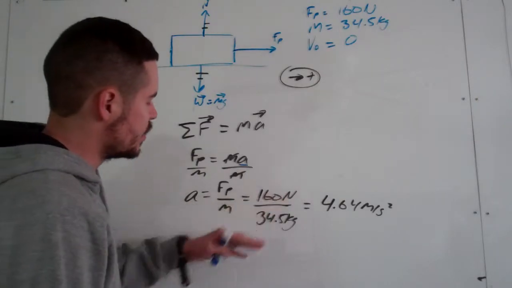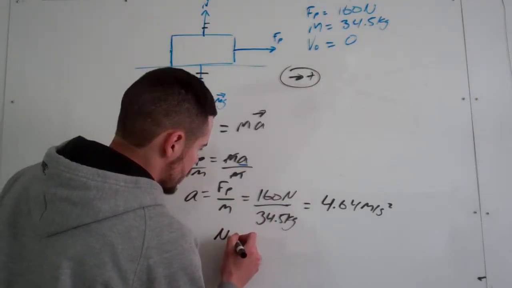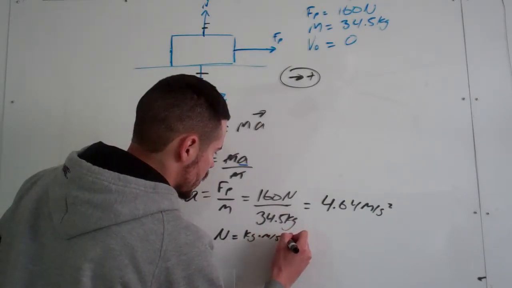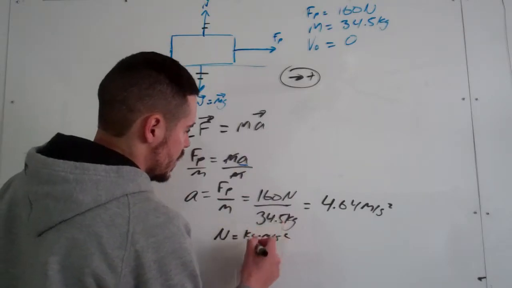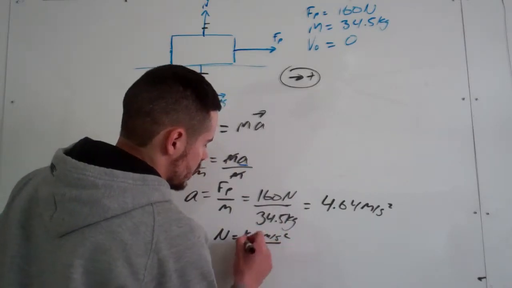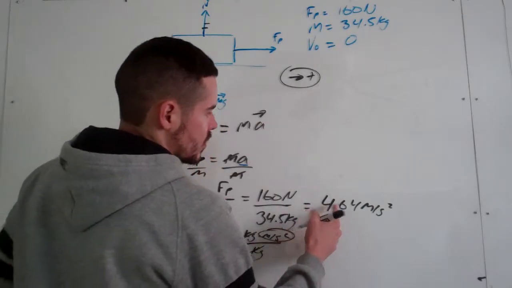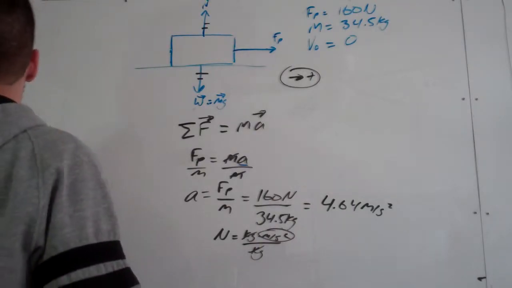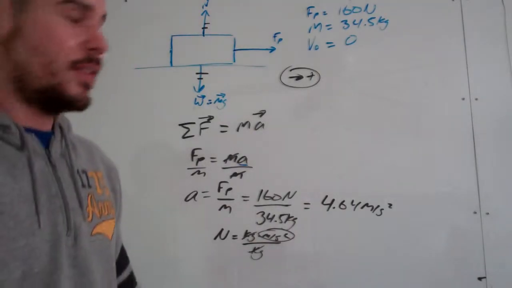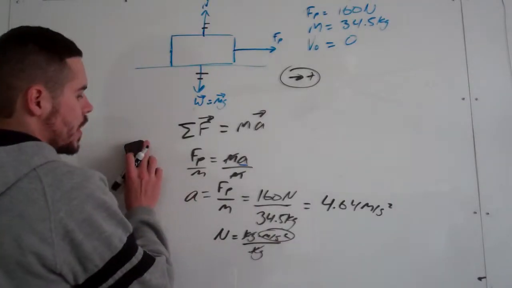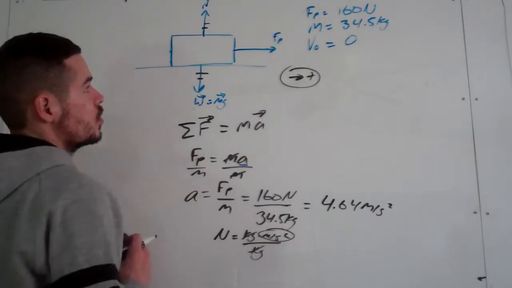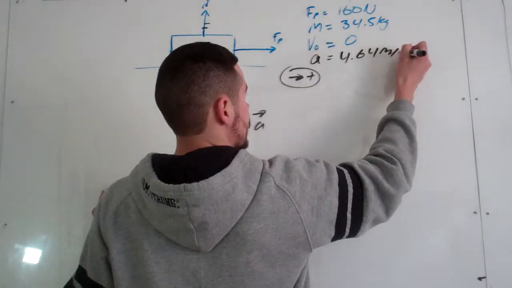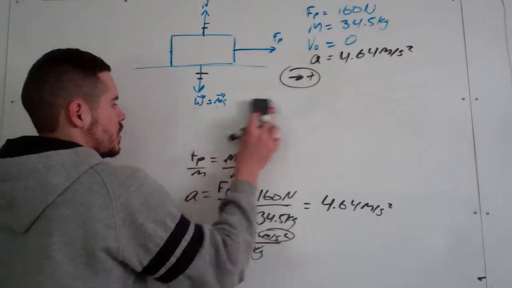And just to check it, I look at my units. Newtons is equal to kilograms times meters per second squared. If I divide by kilograms, then what do I get? Well, then I just get meters per second squared, which is what I get here. So my acceleration is equal to 4.64 meters per second squared. Now let's move on to the next question.